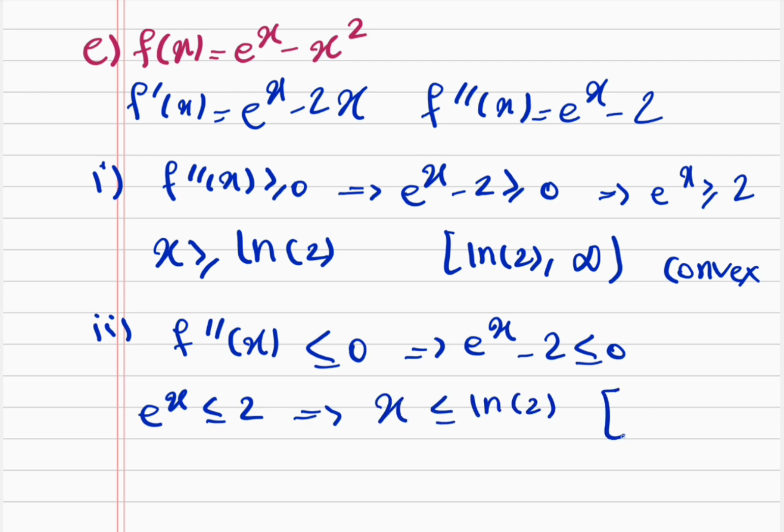And this can be written as, this time, minus infinity to ln 2. And that's the interval for which the function is concave.